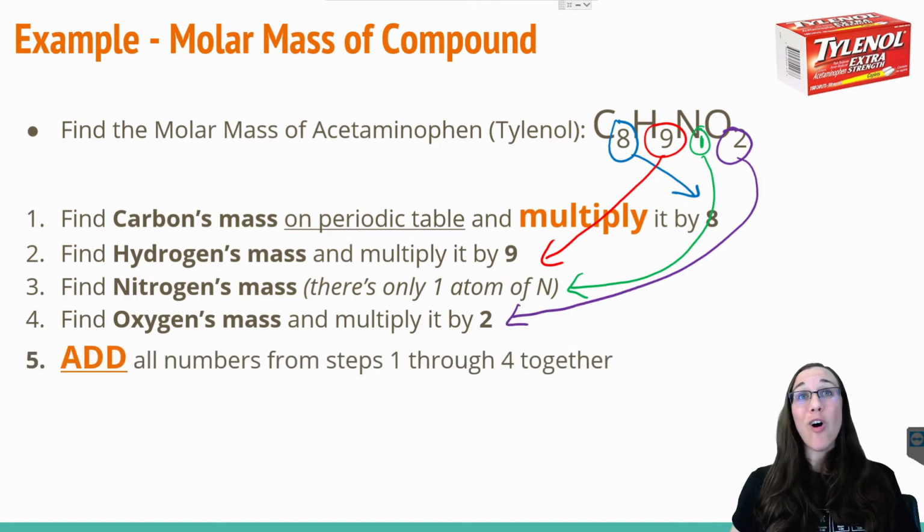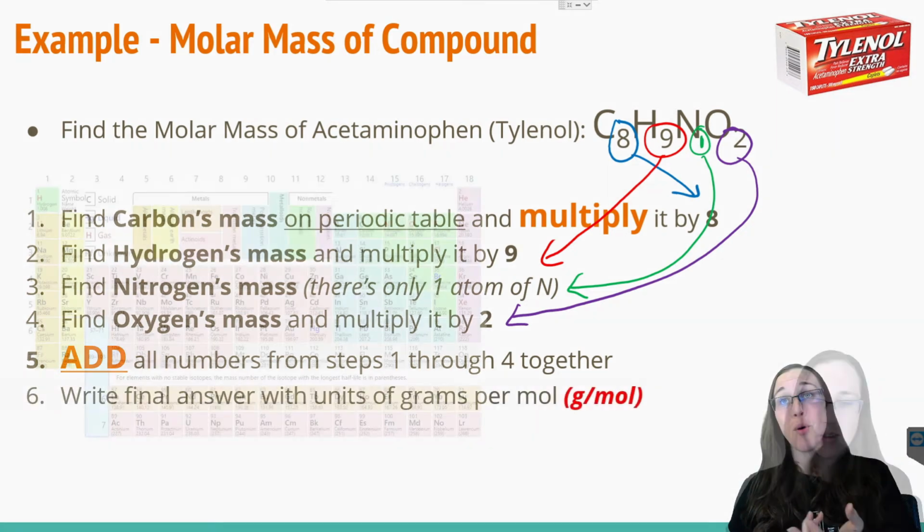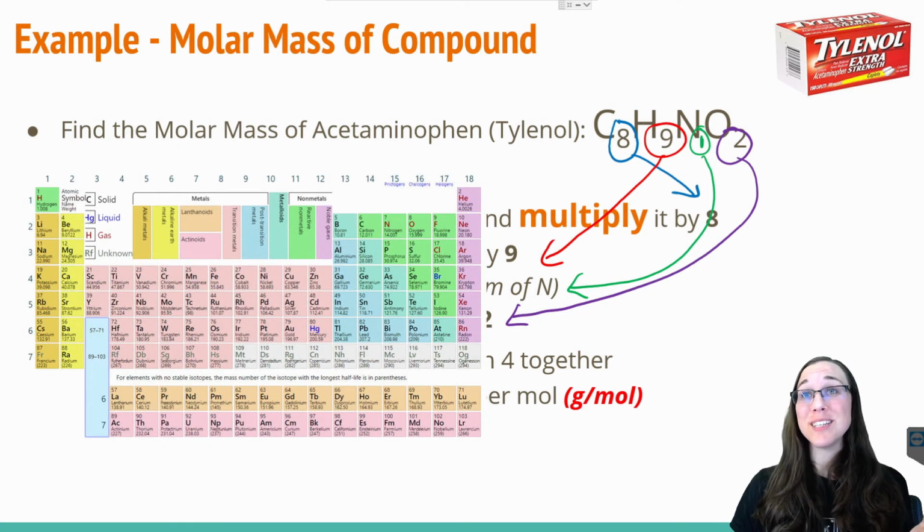Then we would add all of the values that we gathered together from steps 1 through 4. We've already done our multiplication, so we add all those final answers together, and we get a final answer in grams per mole. All right, so then let's work through this one together.